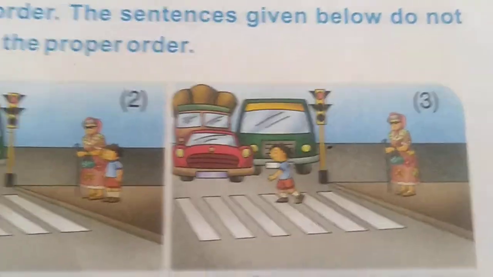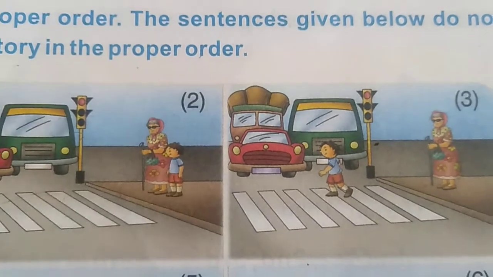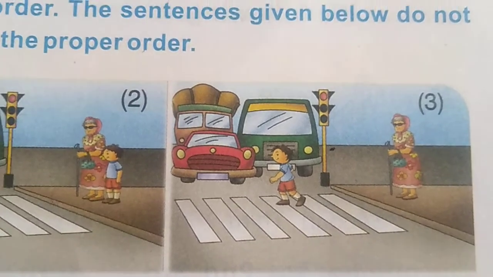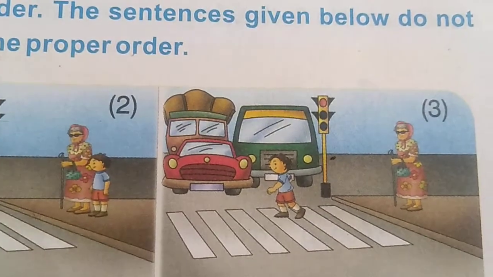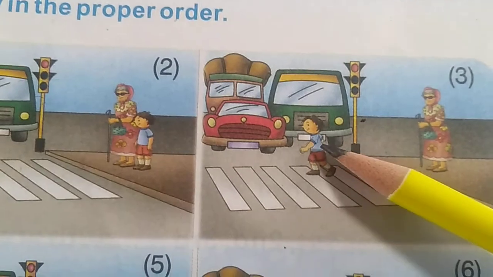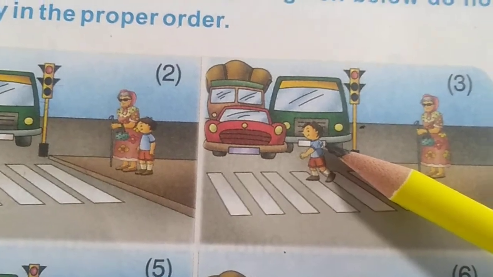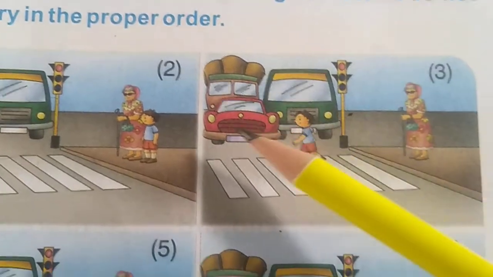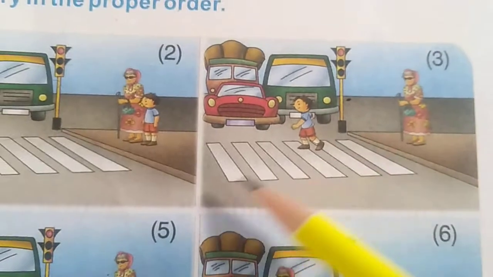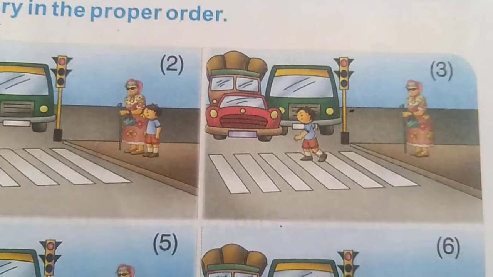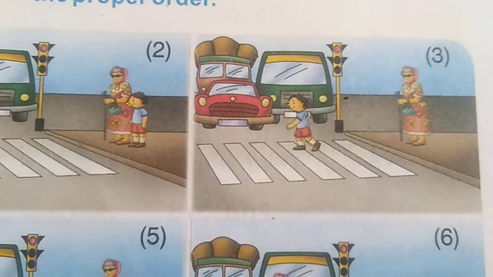Here in the third image, you can see that Azad began to cross. Yes, the boy Azad. What is the name of this boy? The name of this boy is Azad. And what is he doing? He was standing here. And as the vehicle stopped, he started to move. He started to cross the road. So this is the third sentence.